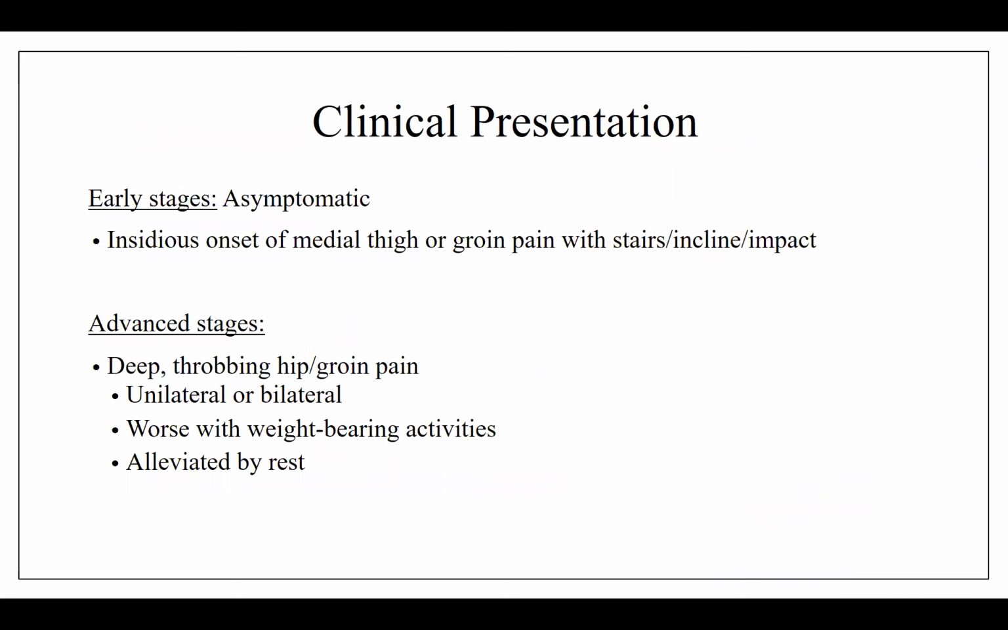On clinical presentation, in the early stages, these patients are often asymptomatic. They can complain of an insidious onset of medial thigh or groin pain, which is worse with stairs, incline, or impact. In the advanced stages, these patients often have deep and throbbing hip and groin pain. It can be unilateral or bilateral. It is worse with weight-bearing activities, and it can be alleviated with rest.